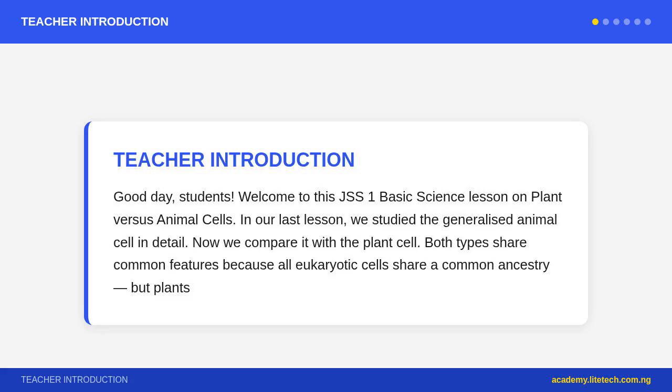Both types share common features because all eukaryotic cells share a common ancestry, but plants have evolved additional structures to support their very different lifestyle. They make their own food, they are anchored in soil and cannot run away from danger, and they grow in very different ways from animals.